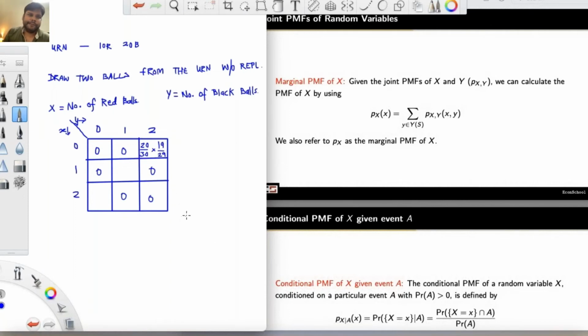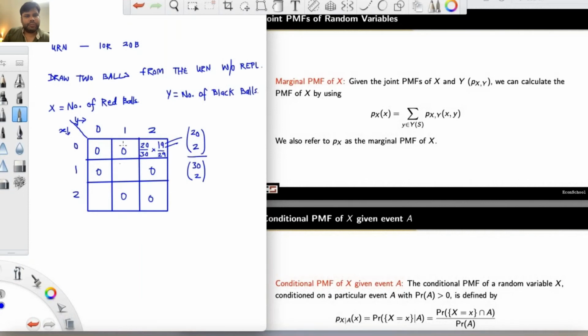Is that okay? Yes or no? Alternatively, this is the same thing as 20 choose 2 divided by 30 choose 2. That's the same thing. Okay, this is the same thing as this. Is that clear? Is that okay?